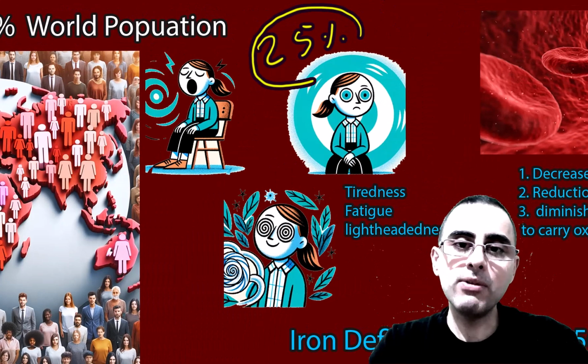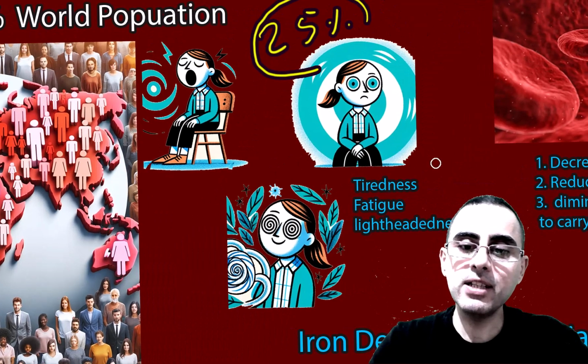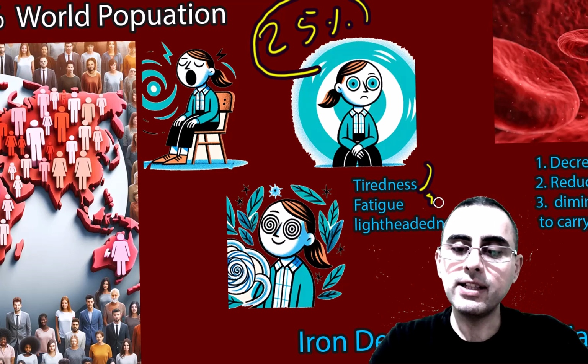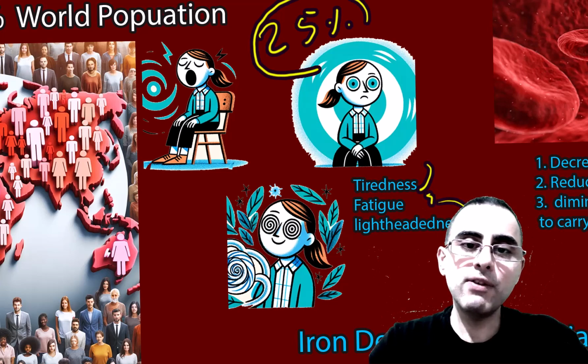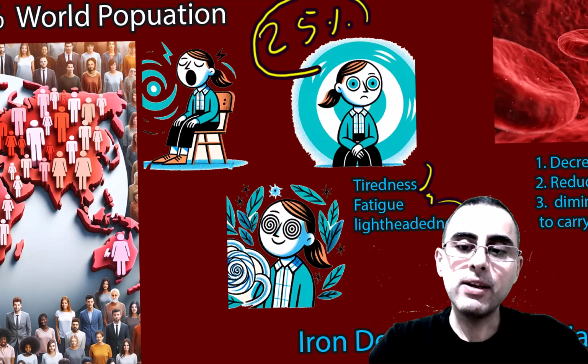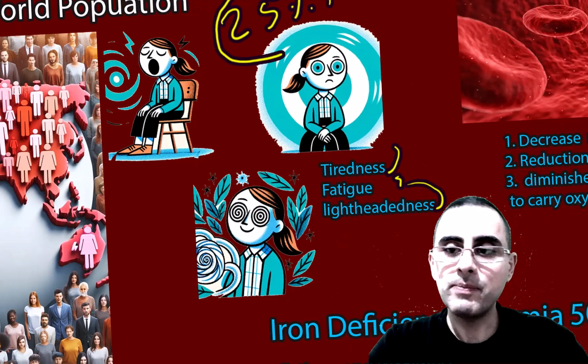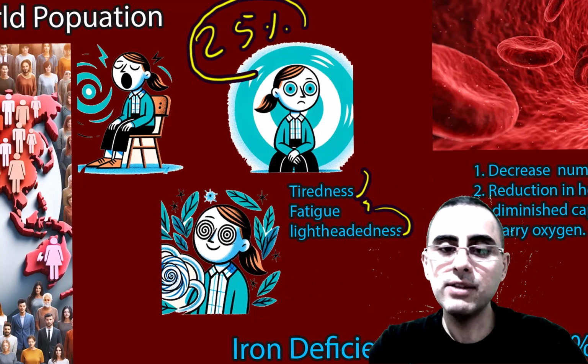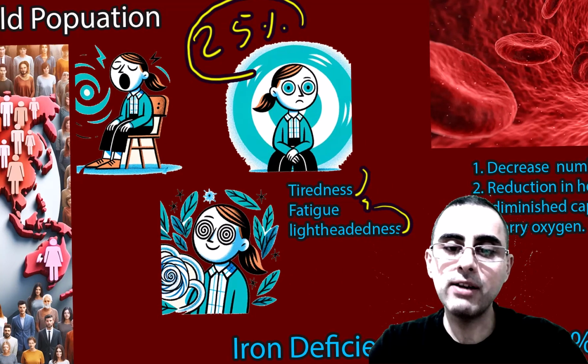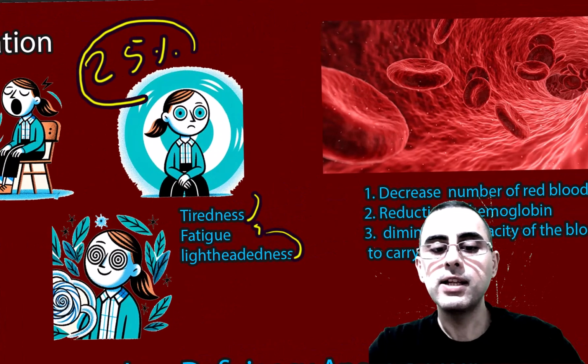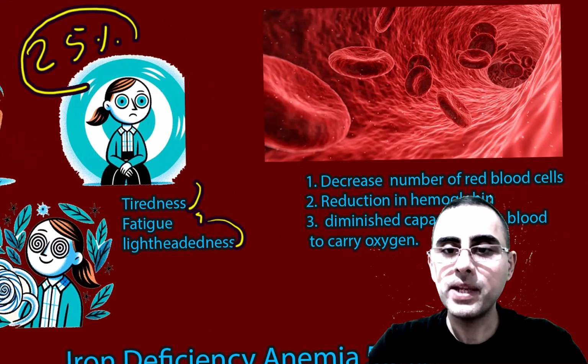What are the most common symptoms of anemia? It's tiredness, fatigue, lightheadedness. They are not specific for anemia, but they are very sensitive to anemia. If we have severe anemia, we almost always have tiredness, fatigue, and in many cases lightheadedness.